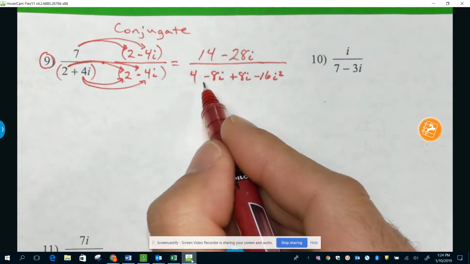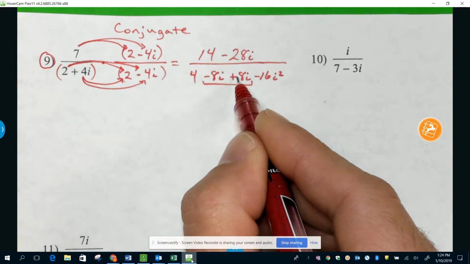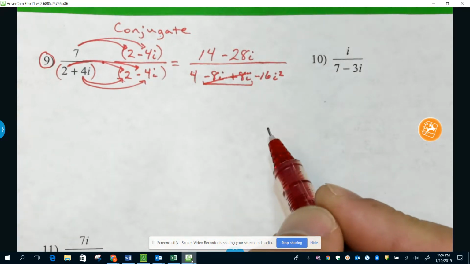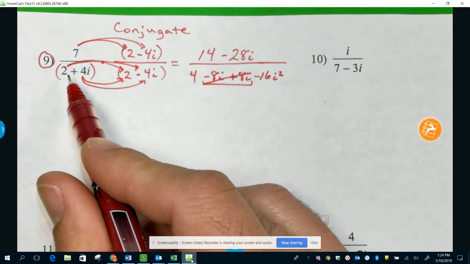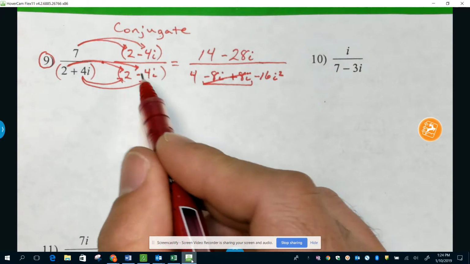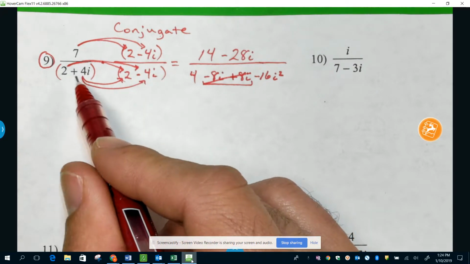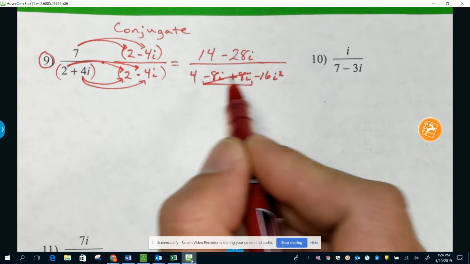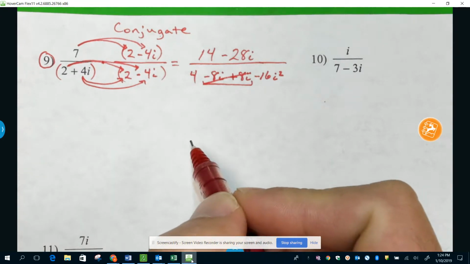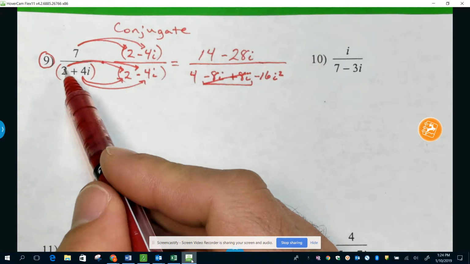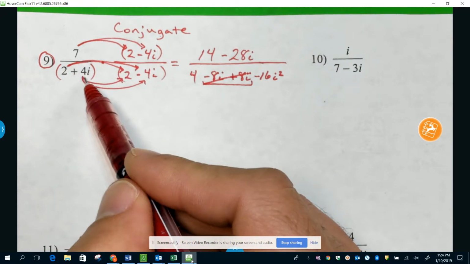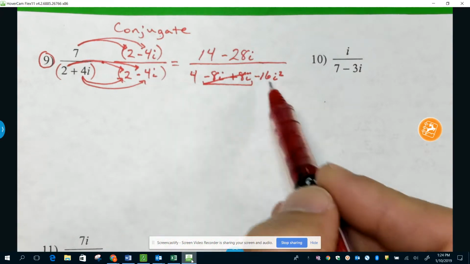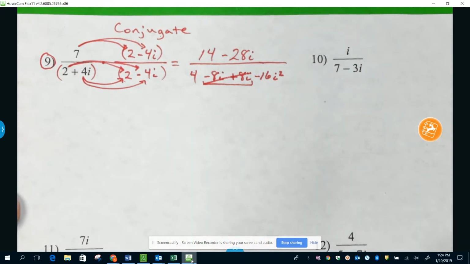Now if you'll notice, the i terms here, negative 8i, positive 8i, those guys are going to cancel. That happens every single time when you multiply conjugates together. 2 plus 4i times 2 minus 4i, when the only difference is that middle sign, here's a plus, here's a minus, the middle terms are going to cancel every single time. So really as a shortcut, you could just multiply the 2 times 2 in the front to get a 4, and you could multiply the positive 4i times the negative 4i in the back to get negative 16i squared in the back.